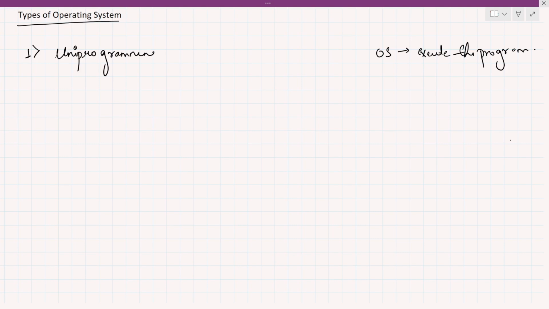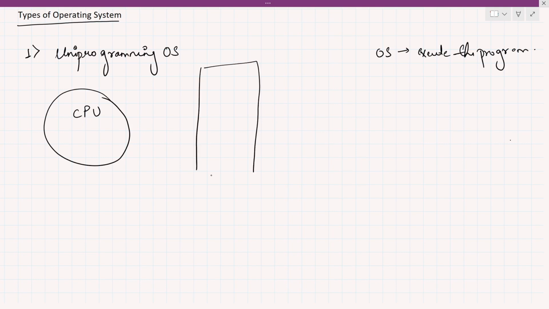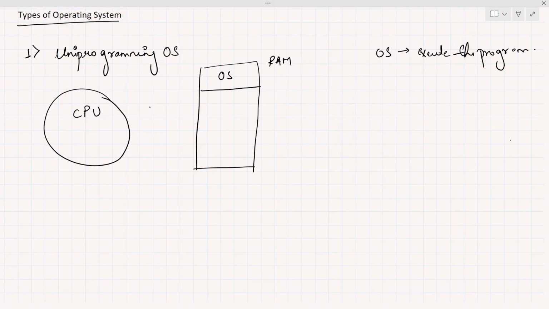Uniprogramming operating system. By its name it is clear: uniprogramming operating system. It means we have a CPU, and the CPU will be able to execute only one program. Let's say this is our main memory, RAM. The operating system is definitely there in the main memory. We have only one process in the main memory, let's say it's P1. So this is what a uniprogramming operating system is.